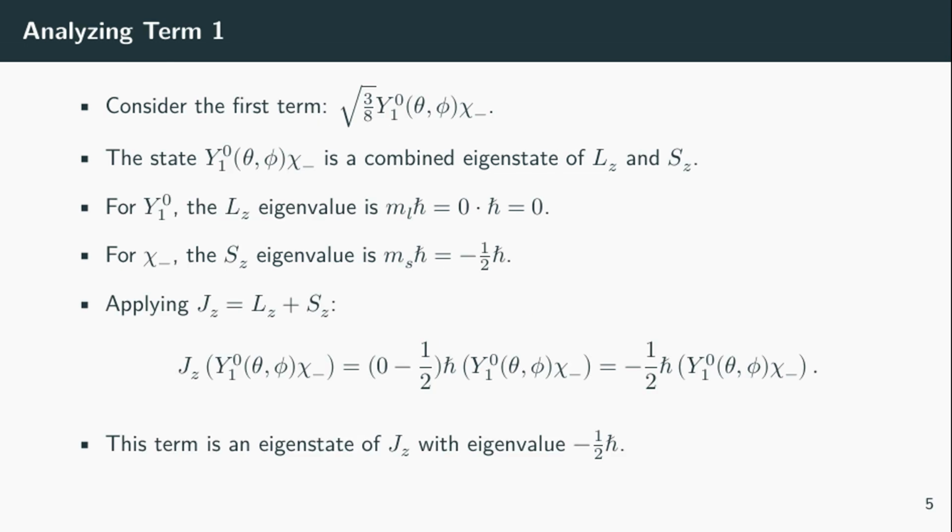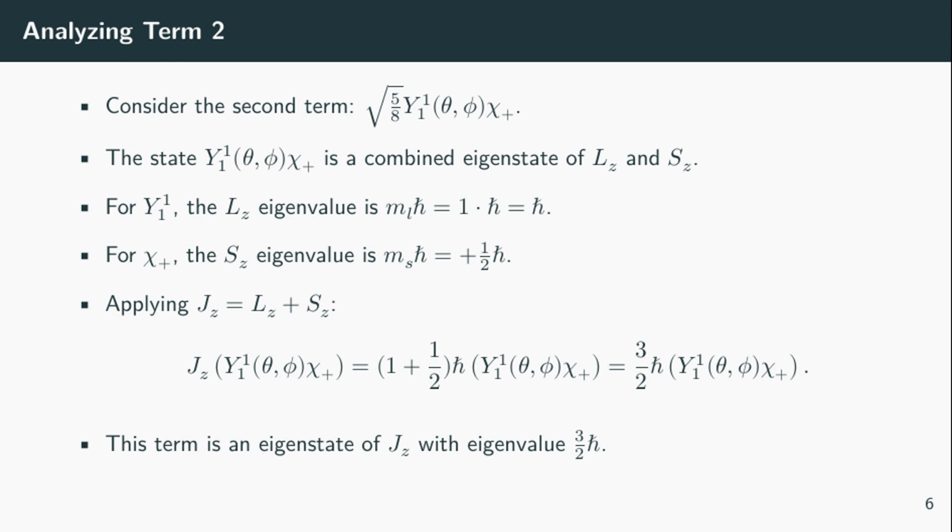Let's analyze the first term in the wave function's angular and spin part. This state is a combined eigenstate of both Lz and Sz. For the orbital part, the Lz eigenvalue is 0. For the spin part, the Sz eigenvalue is minus 1/2 h bar. Since Jz is the sum of Lz and Sz, and this state is an eigenstate of both, it is also an eigenstate of Jz. The Jz eigenvalue is simply the sum of the individual eigenvalues, which is minus 1/2 h bar. So this first term corresponds to a component that is an eigenstate of Jz with an eigenvalue of minus 1/2 h bar.